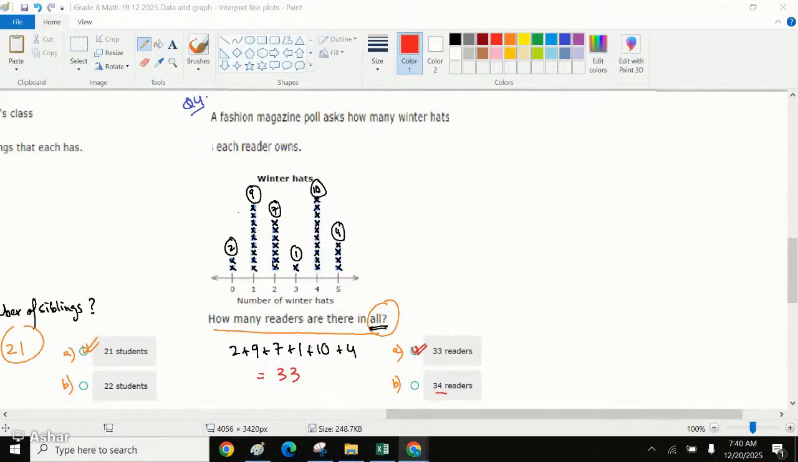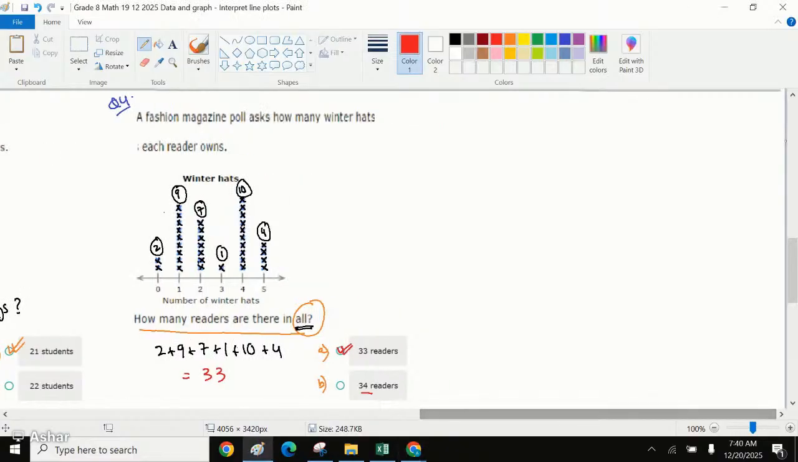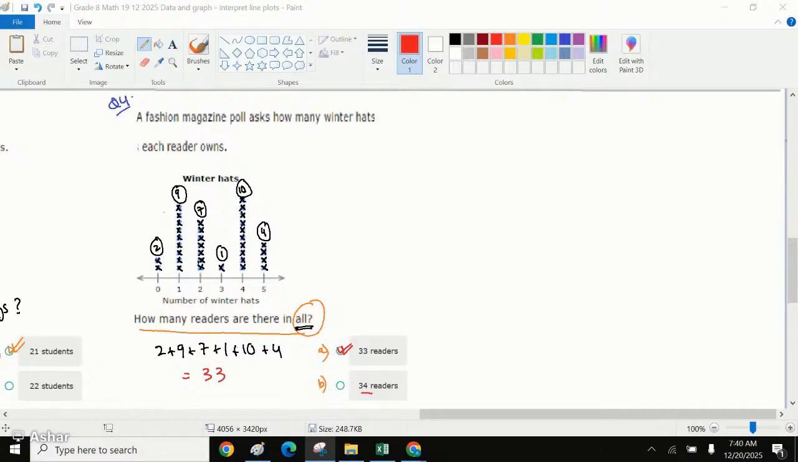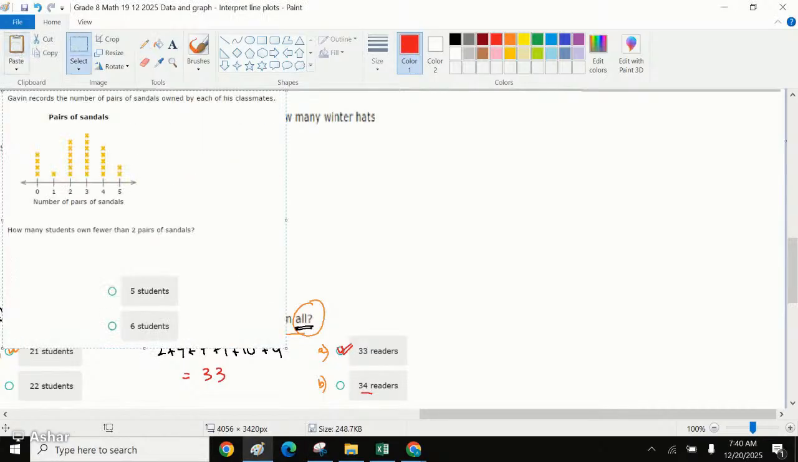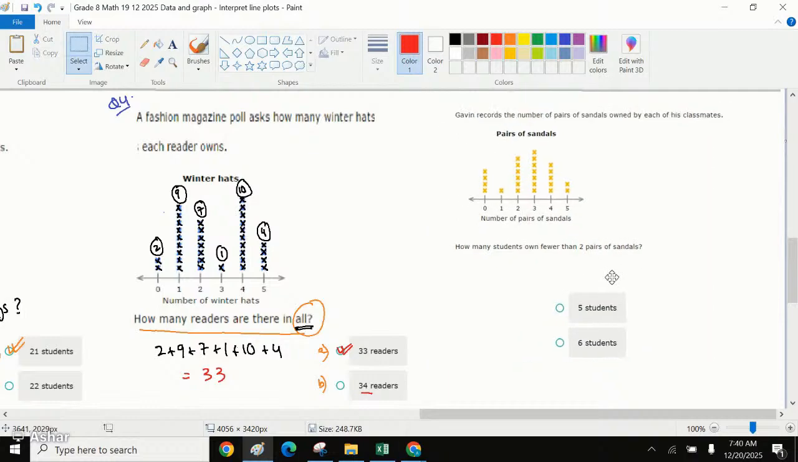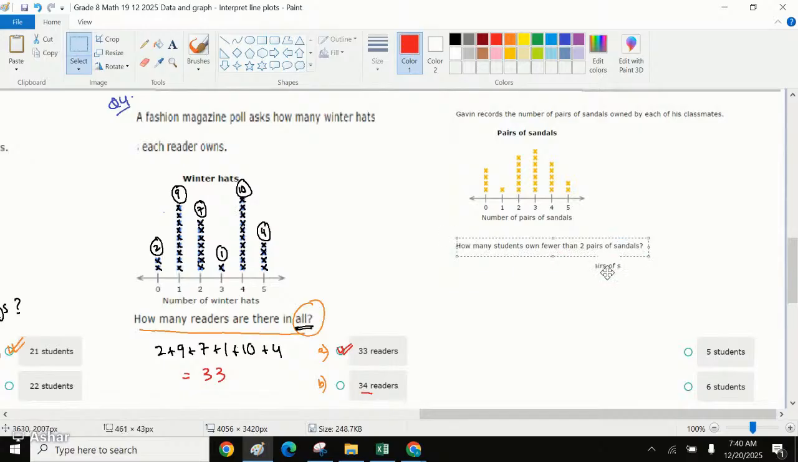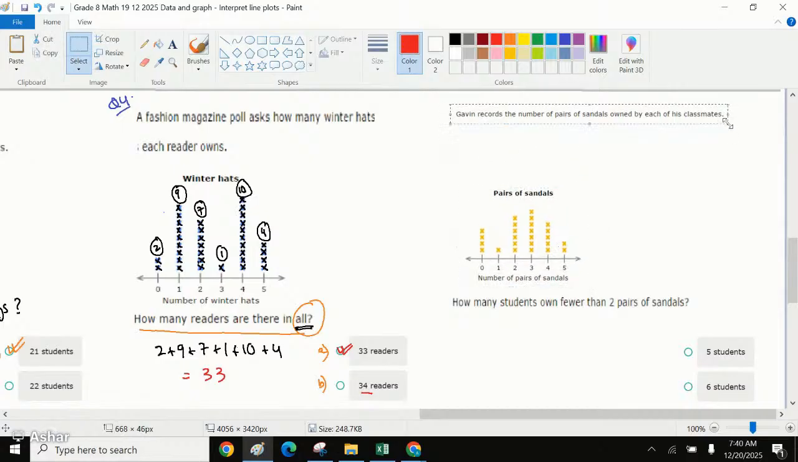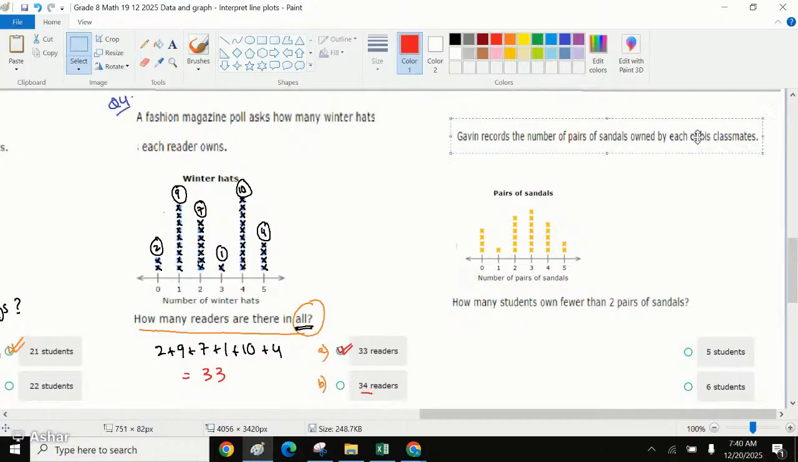Okay. Question number 5. Let me copy the question, but I'll do the question on your screen. If this is the next question we have, let's separate this and make some space for our question. How many students had 2 pairs of sandals? They are asking us about a specific number of sandals in this case, right? They don't want us to do everything, so we do not have to do excess working. Let's read the question first.